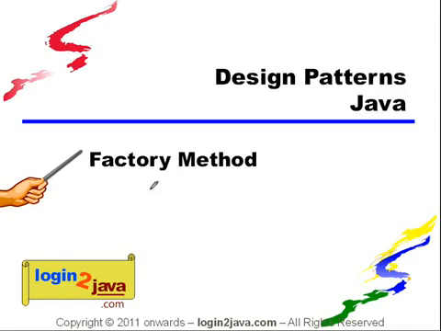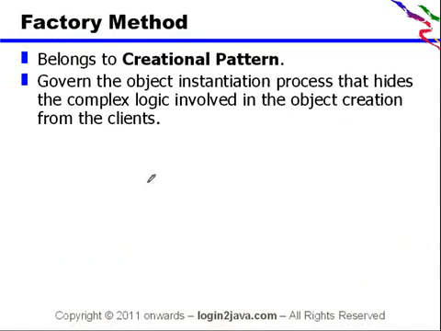Good afternoon, everyone. Today's topic is basically Java design patterns, factory method, and its variation possibilities. Factory method belongs to creational patterns. Creational patterns are the ones that create objects for you. Rather than creating objects with the new keyword in Java, these creational patterns create objects for you. Factory method is one of them.